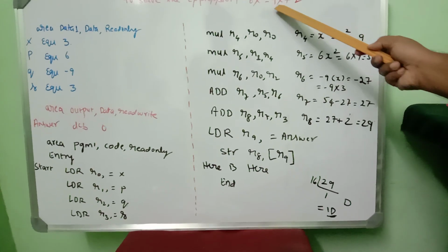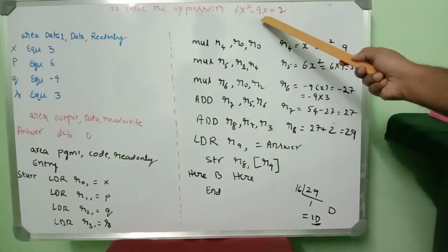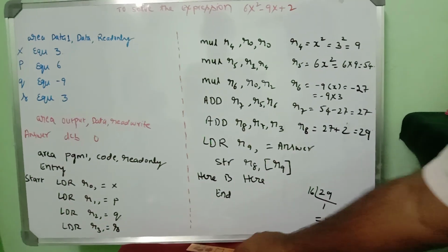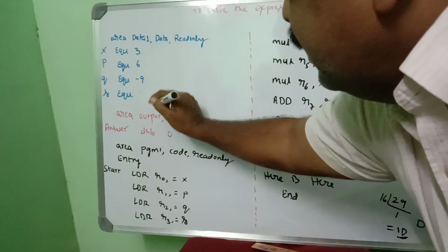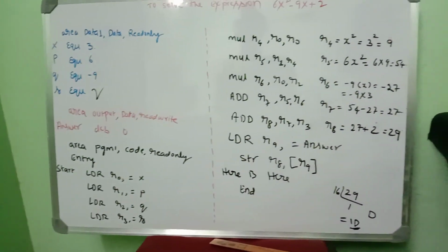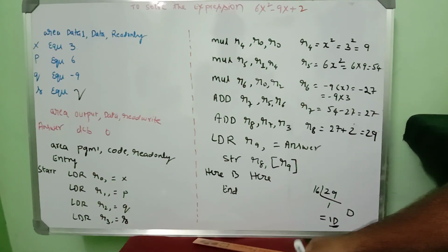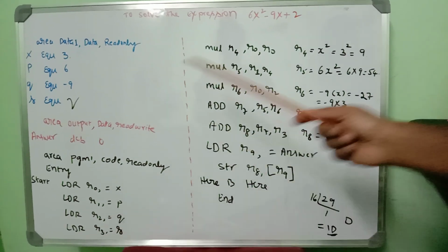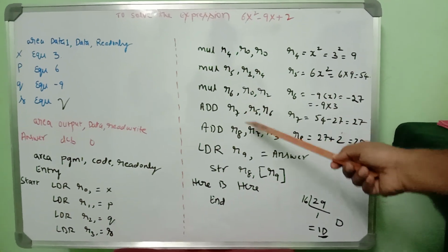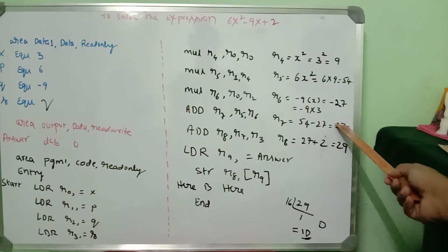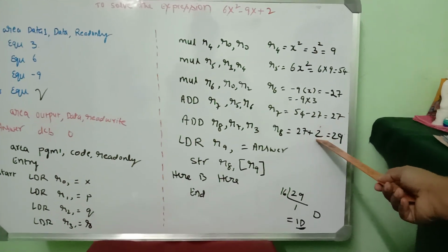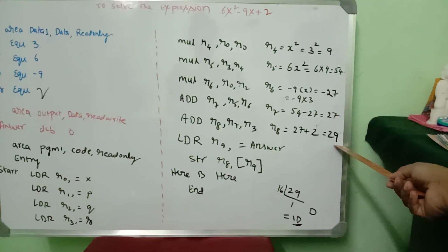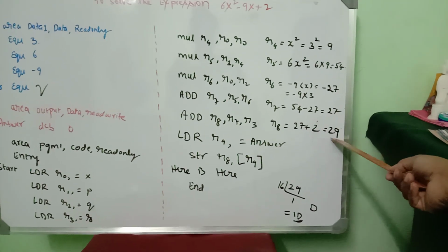Now this R7 value, that is 6x square minus 9x, has to be added to 2. Where is 2? Sorry, I have written it wrong. This is 2 actually, because 2 is here. So the value 2 will go to R3. So R7 has got 27. R3 has got 2. 27 plus 2, it becomes 29. So R8 has got 29.